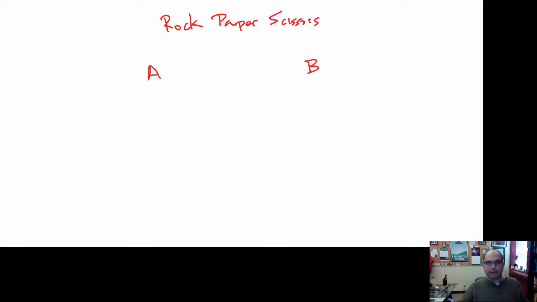So my first game is rock paper scissors. Okay, and we have two players, right? So we have player A and player B. Okay, and this is the way that the game goes. A makes a choice, either rock, paper, or scissors, and B makes a choice, either rock, paper, or scissors, and then based on their choices, we're going to determine who the winner is, right?